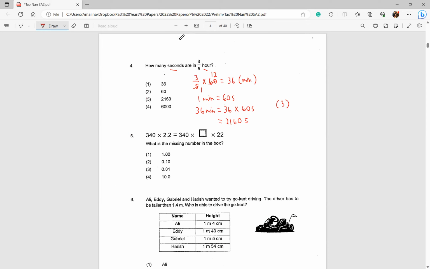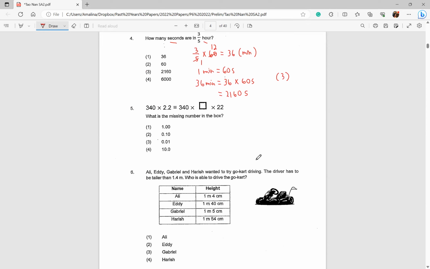Okay, now question 5. 340 times 2.2 equals 340 times what number times 22? What is the missing number in the box? Okay, this question is also quite classic. It happens a few times and some students are not very sure how to solve this. So first thing is you have to compare your numbers on your left and your right. My left hand side, there's a 340 here. My right hand side, there's also a 340.